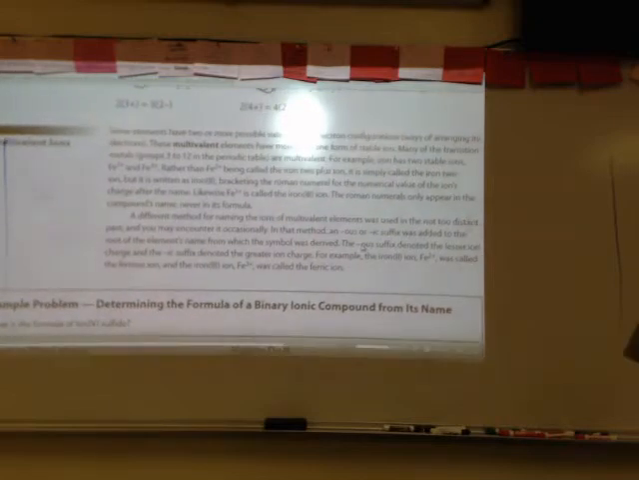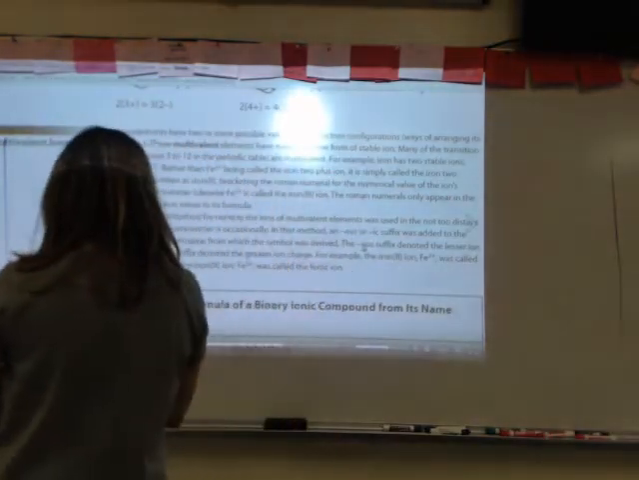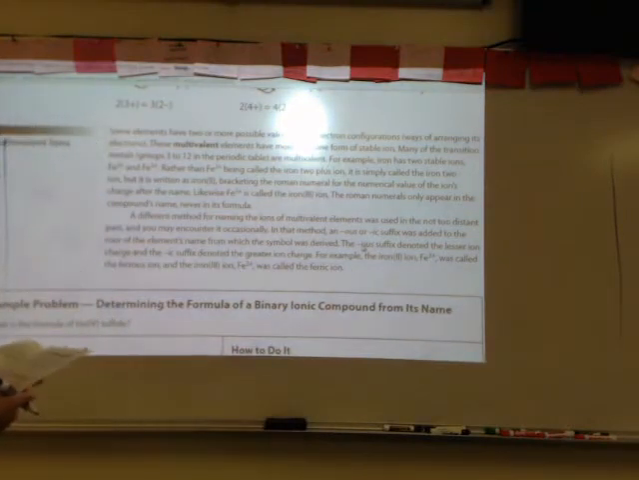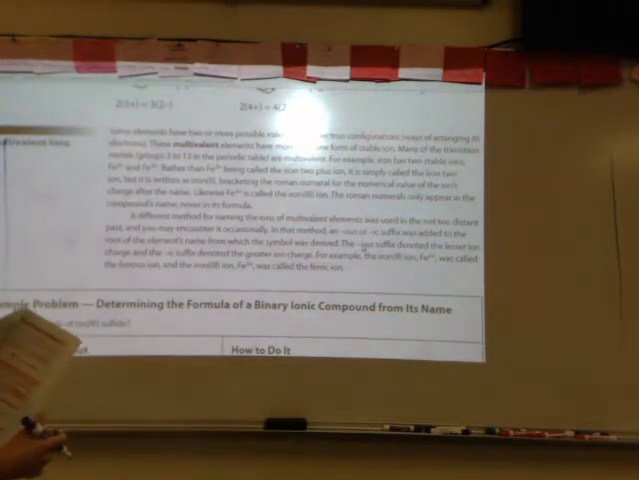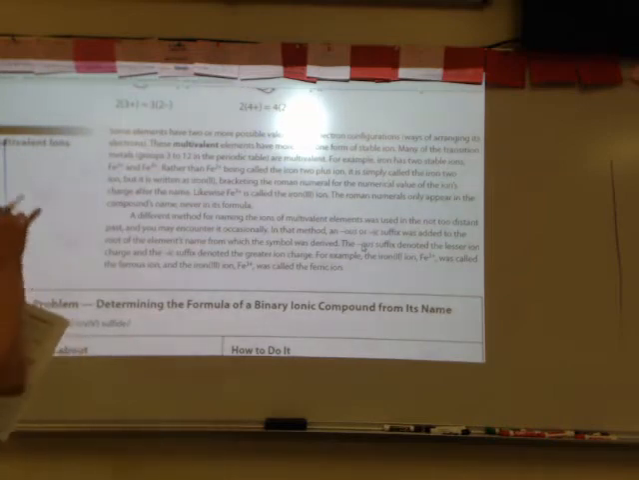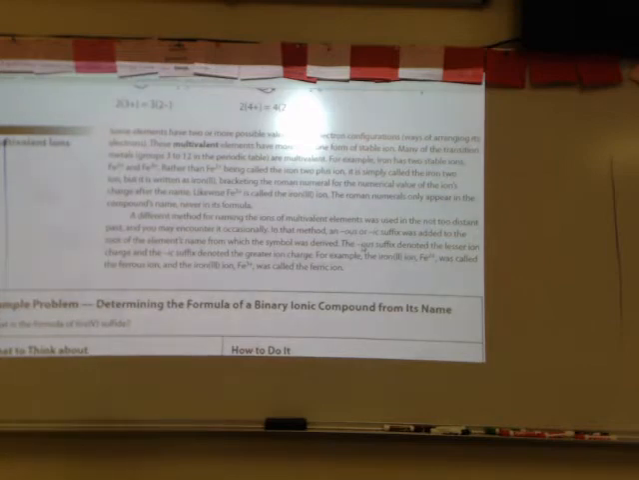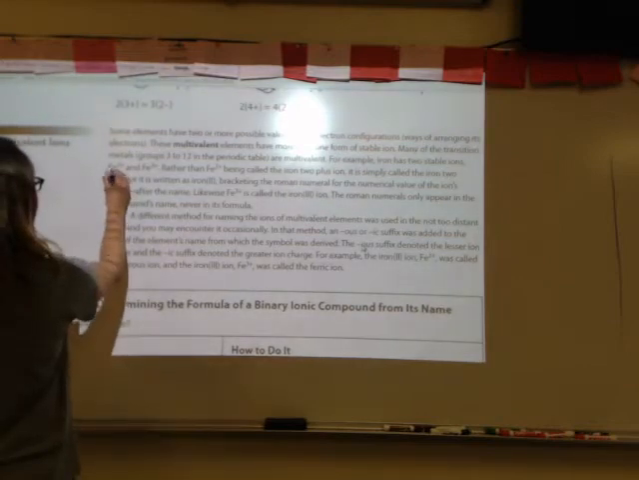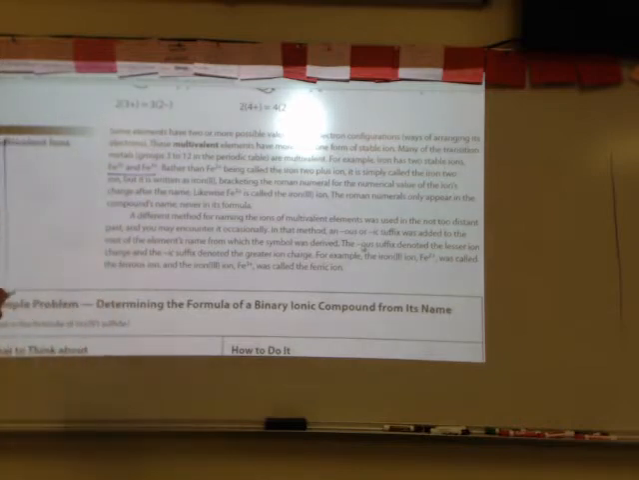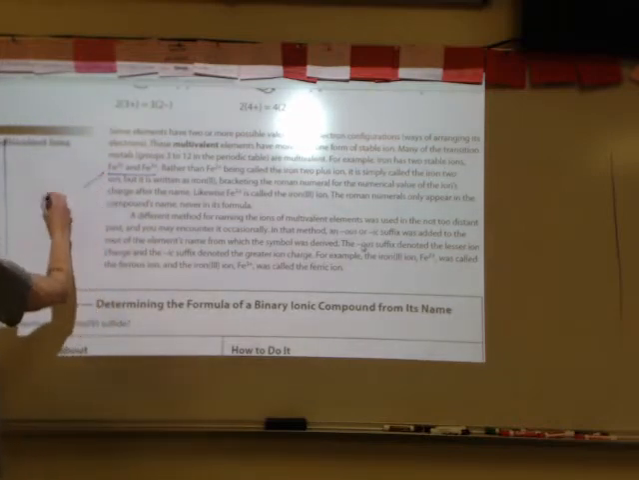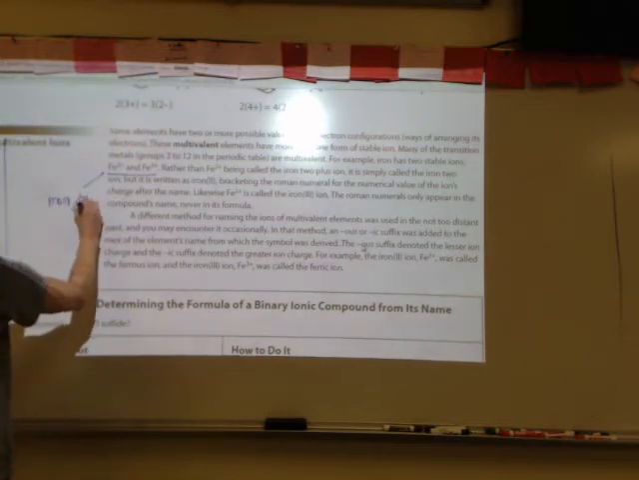So multivalent ions are going to be the metals that have more than one form of a stable ion. So these are transition metals in the middle between groups 3 and 12, but it also includes some of the metals that are underneath the stair step on the right-hand side. They're underneath the nonmetals. For example, iron has 2 stable ions. It has Fe+2 and Fe+3. So you would call these the iron Roman numeral 2 ion and the iron Roman numeral 3 ion.